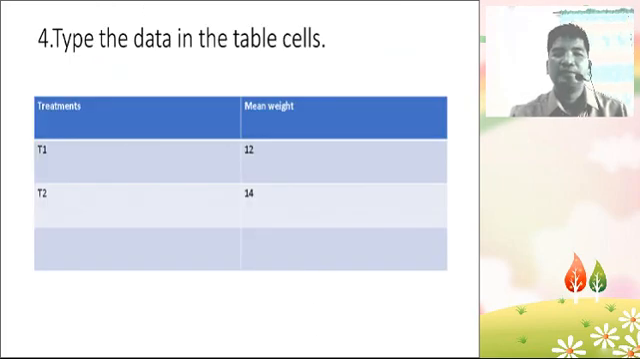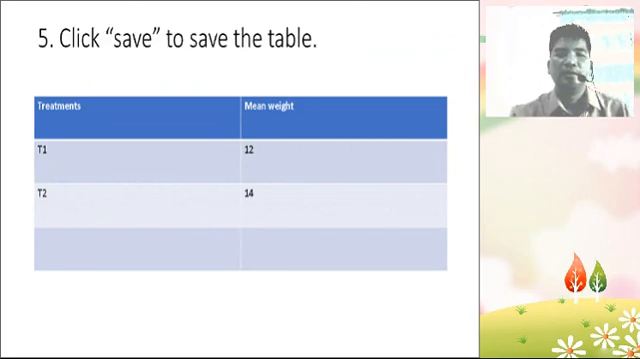The next is number 4. Type the data in the table cell. So you may now encode the data in your table cells. Okay? Number 5, click Save to save the table. It is important that you save the table. So these are the steps on how to create a table in your laptop or desktop. Can you follow, class? Okay.